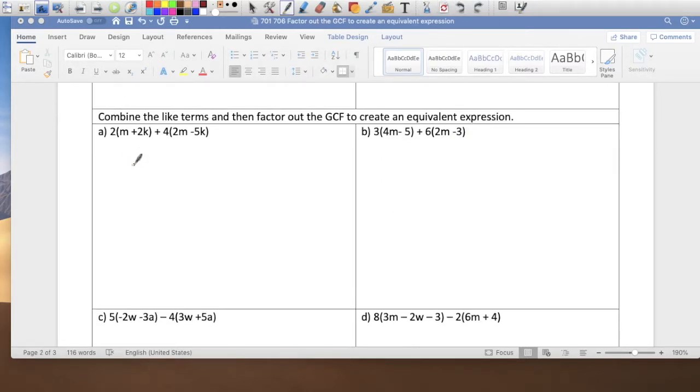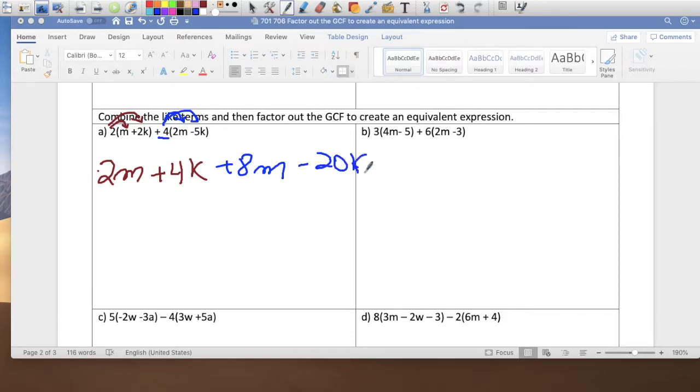This one you have to do the distributive property. It says combine like terms, and before combining you have to do the distributive property. So you get 2 times m, which is 2m, 2 times 2k, which is 4k. And then we're going to change colors. Remember, this is a positive. Positive times a positive is plus 8m. Positive times a negative is a negative, and 20k.